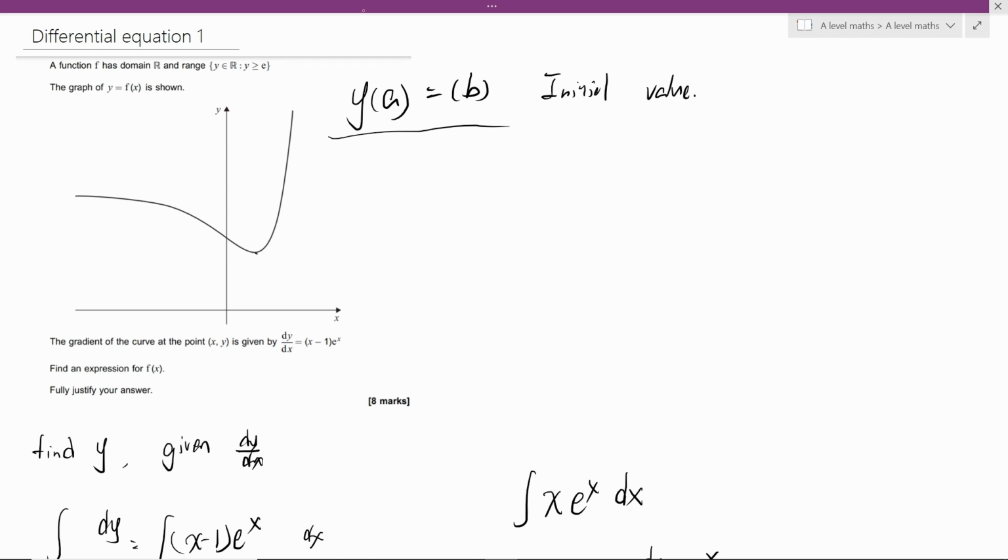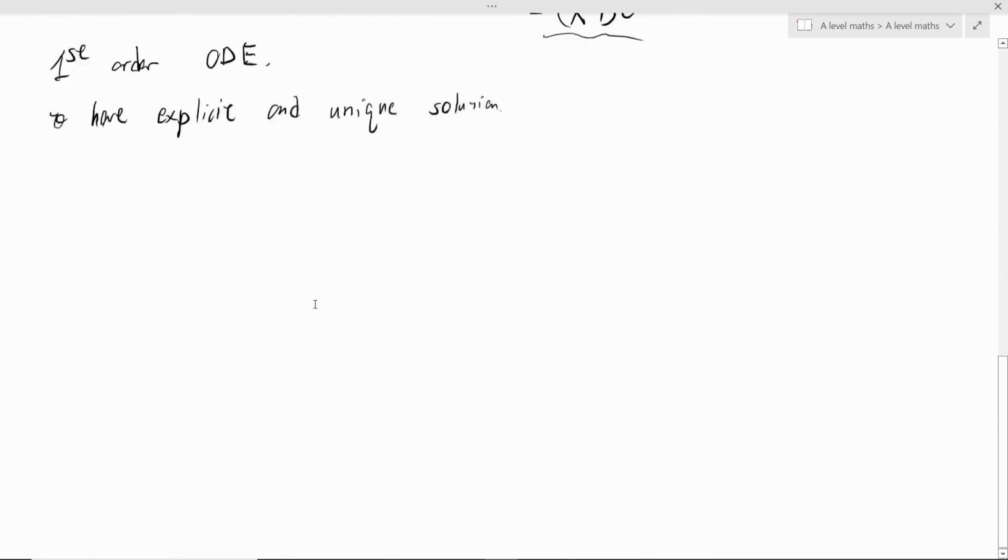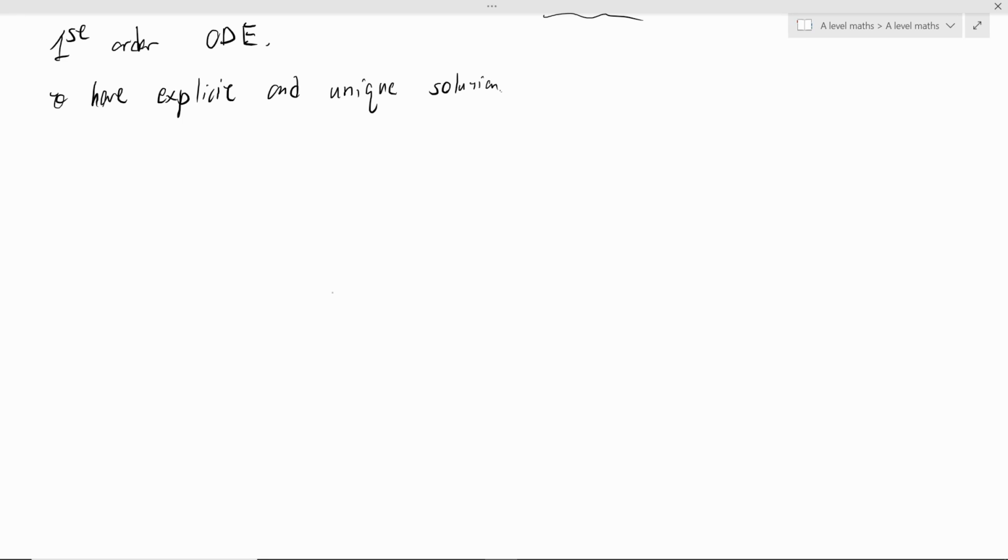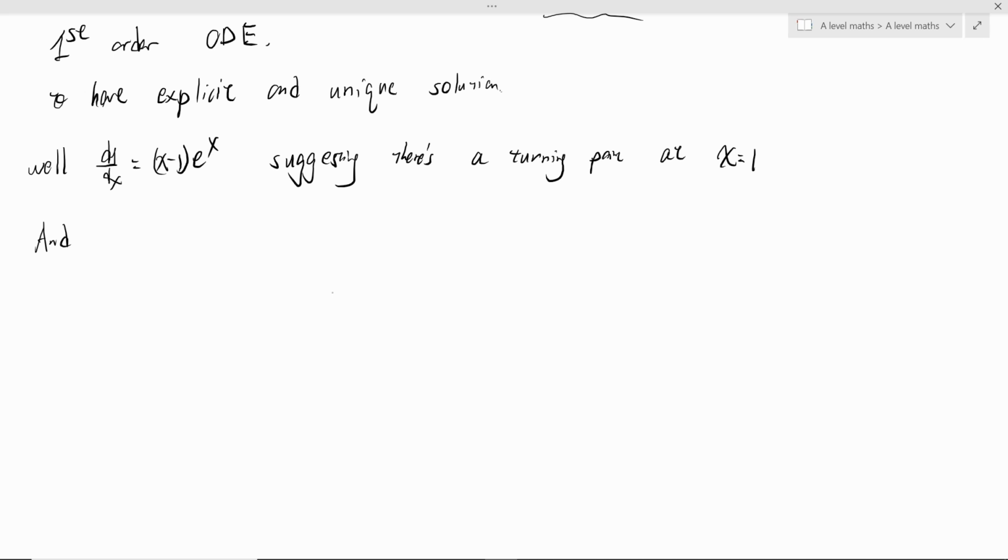Let's just observe dy/dx. We may say that dy/dx is (x minus 1) times e to the x, suggesting there is a turning point at x equals 1, and from the graph we can tell y equals f(x) does indeed have a minimum at some point.